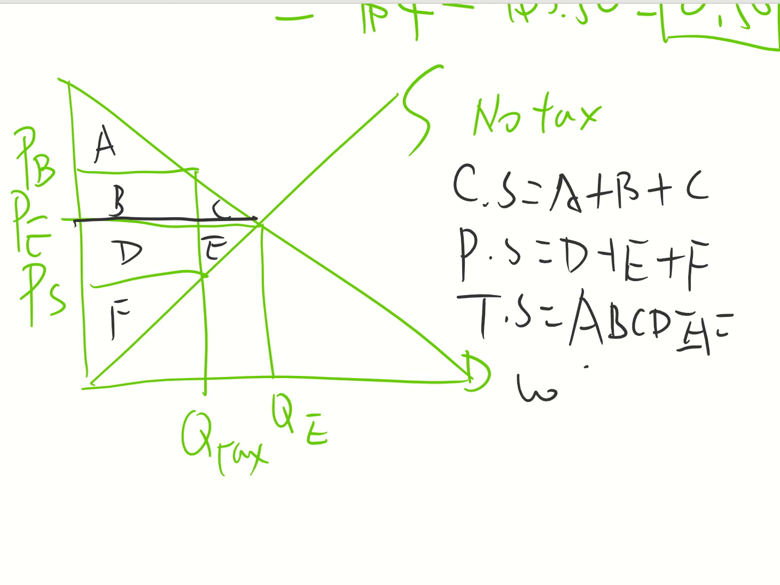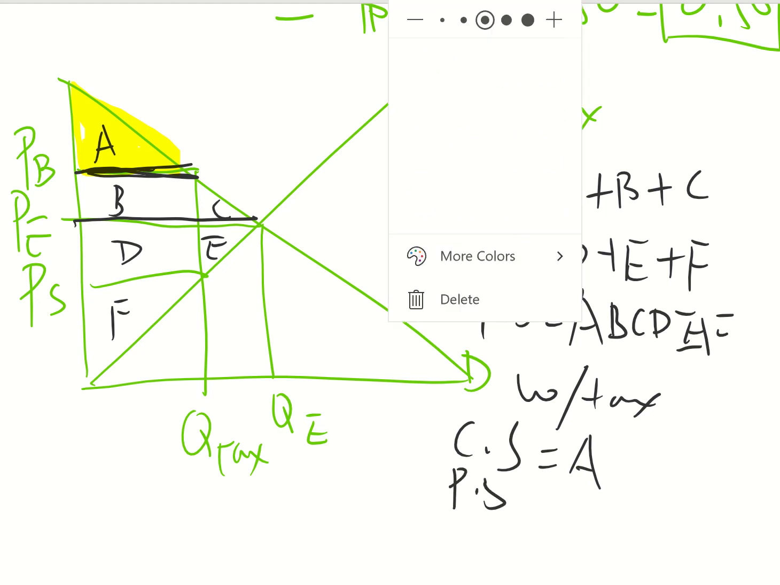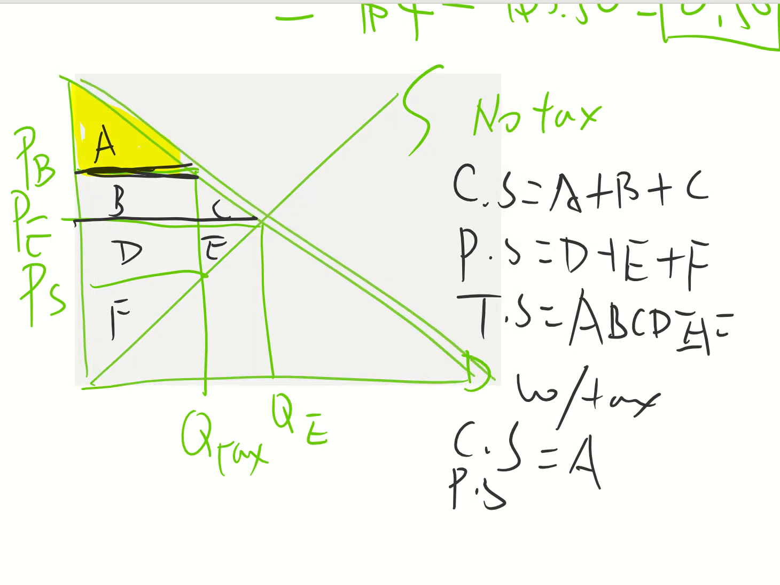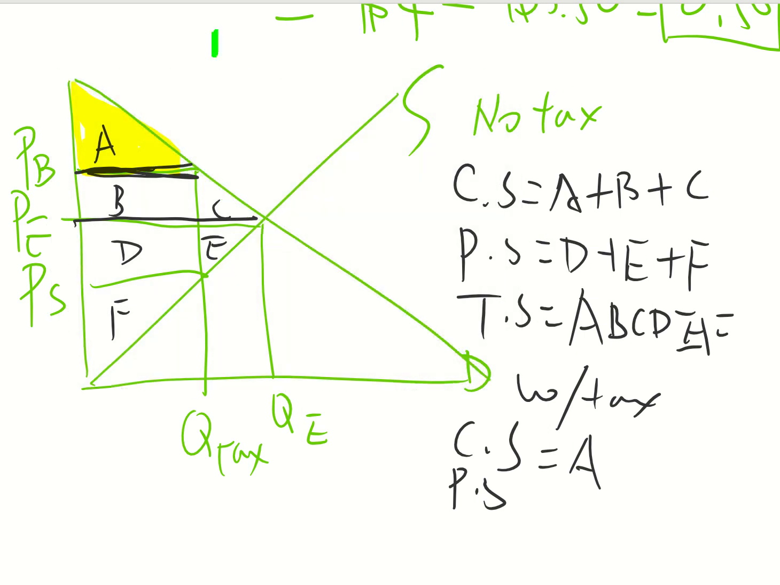Now with tax, this is the new buyer price. So consumer surplus is below your demand curve, above your price line. So with tax, your consumer surplus is only area A. And then for producer surplus, this will be below the price line, so below the buyer price, above the supply curve. So below the price line, above the supply curve, that's your producer surplus.